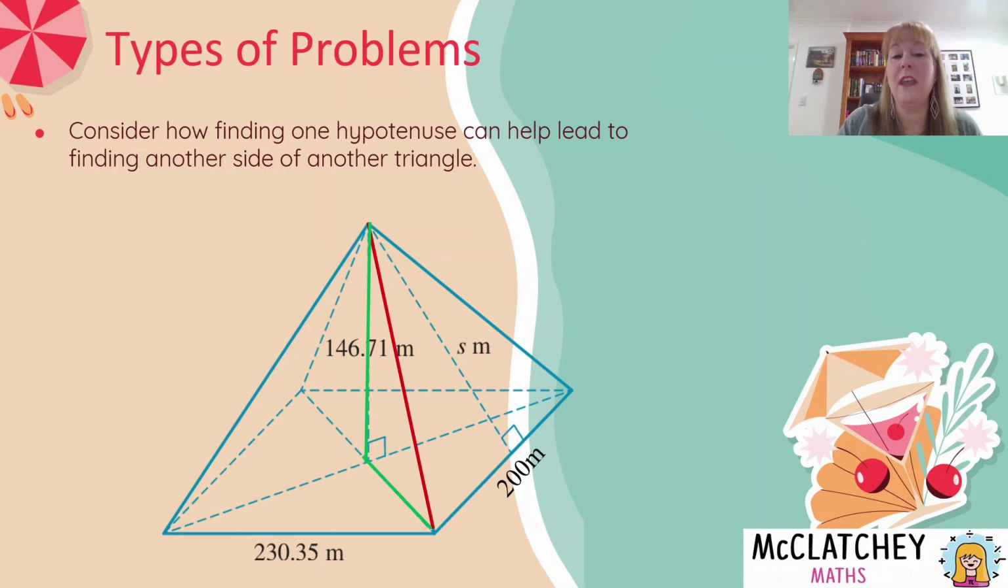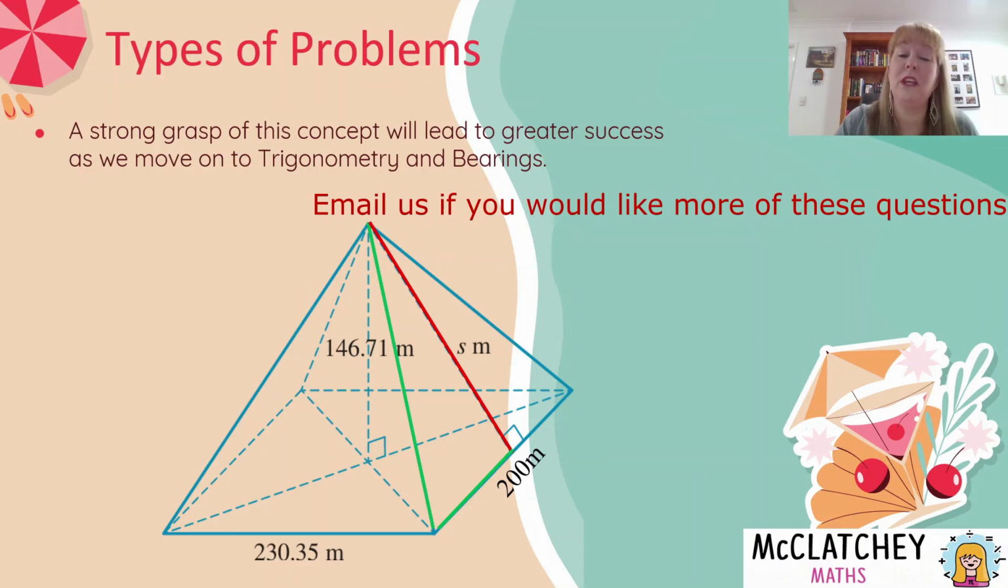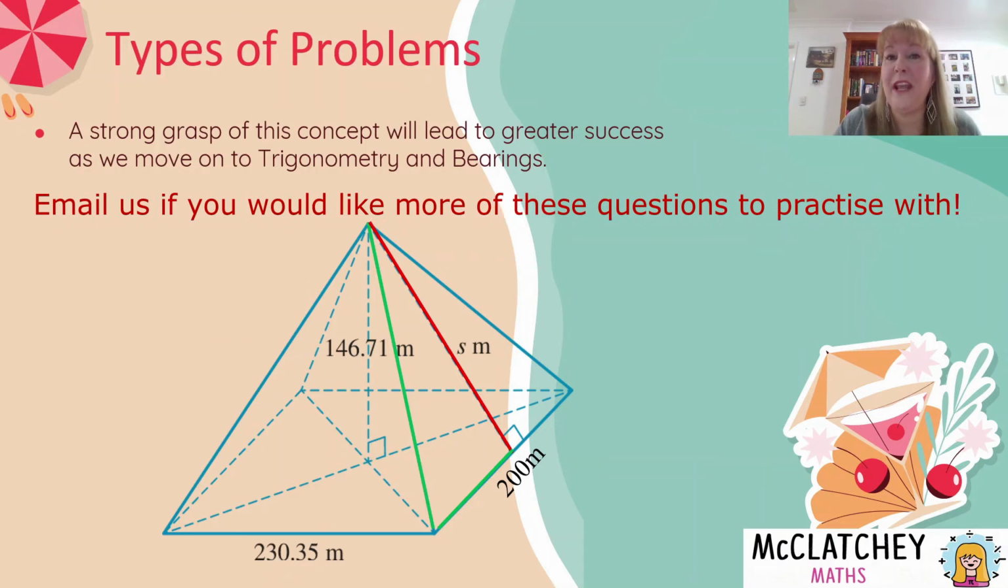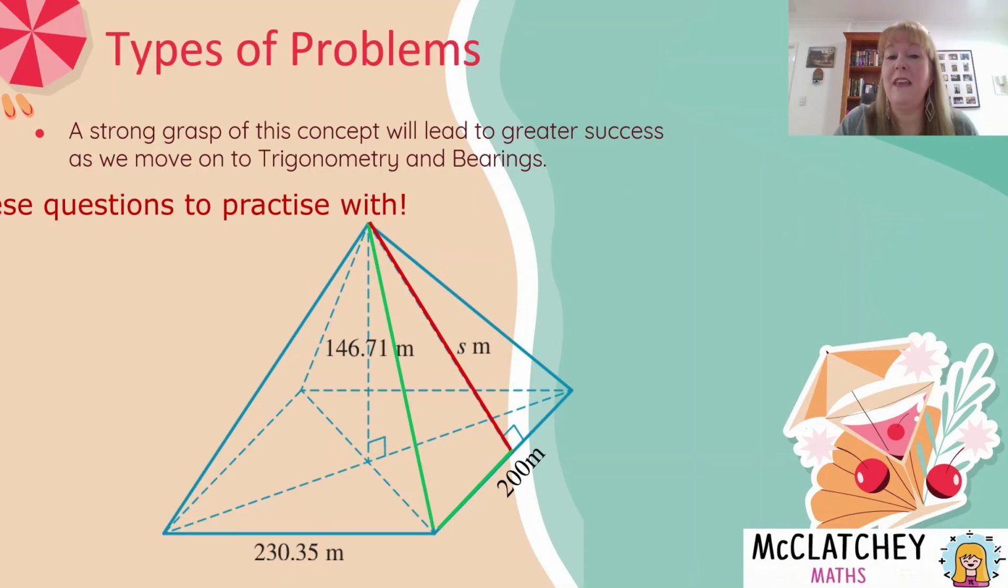So we've just shown you there, if we just flick backwards and forwards there, if we knew the green information, the 146.71, we could actually work out the length of that diagonal on the base, and then we can flick that over and we can actually work out the value of S by translating that information across to the next triangle. There's also other ways to do that as well. So a strong grasp of this particular concept is going to lead you to greater success as we move on to trigonometry and bearings, because obviously we're only at the very beginning of our journey on trigonometry and Pythagoras' theorem, and these are the basic ones.